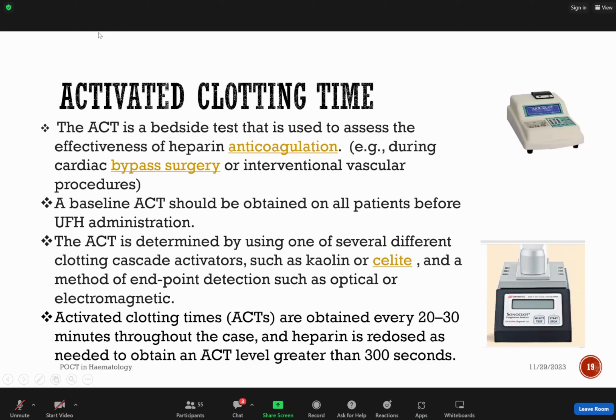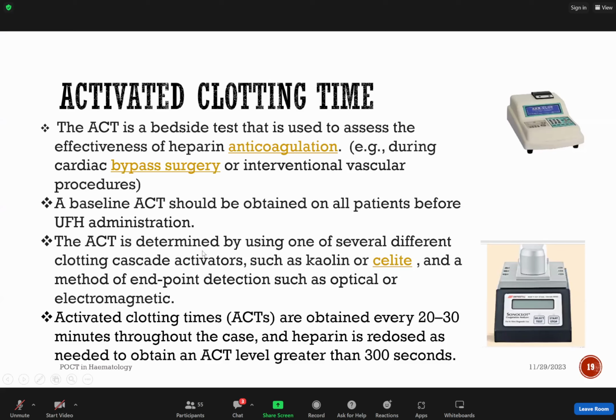Next, activated clotting time, ACT. ACT in our setting, KKM, is also available at Hospital Selayang because they are a liver center. The ACT is a bedside test that is used to assess the effectiveness of heparin anticoagulation during cardiac bypass surgery or interventional cardiovascular procedures. A baseline ACT should be obtained on all patients before UFH administration.